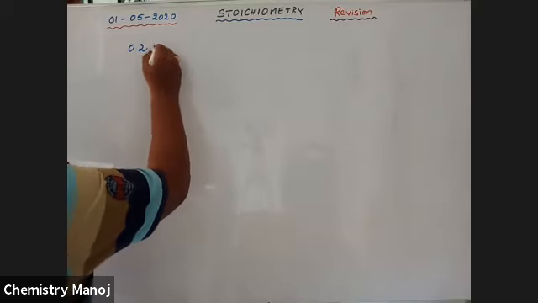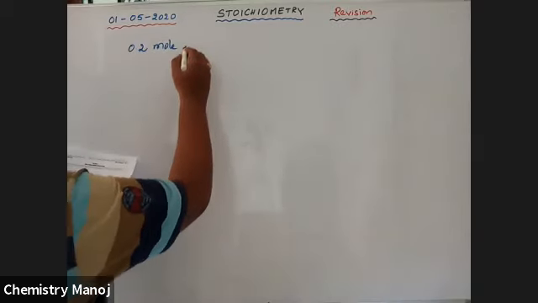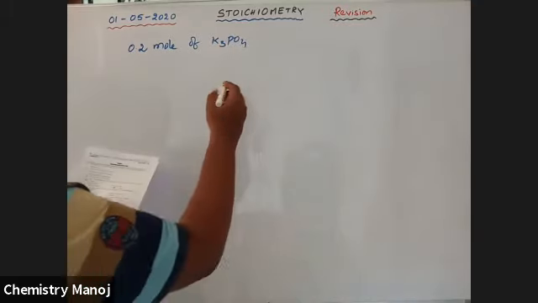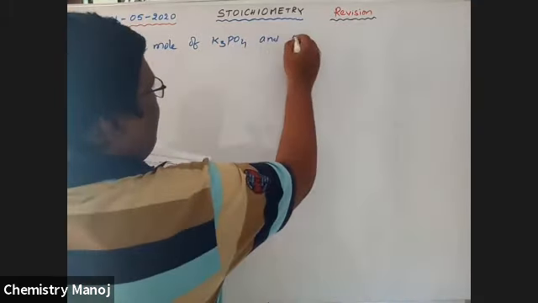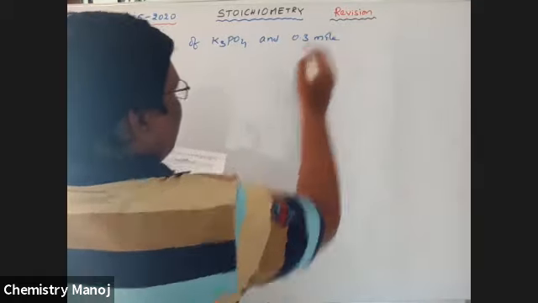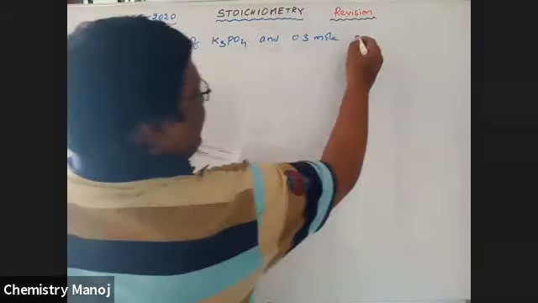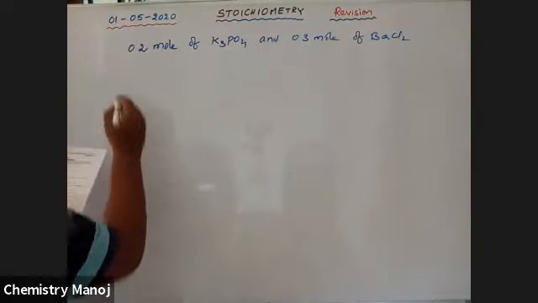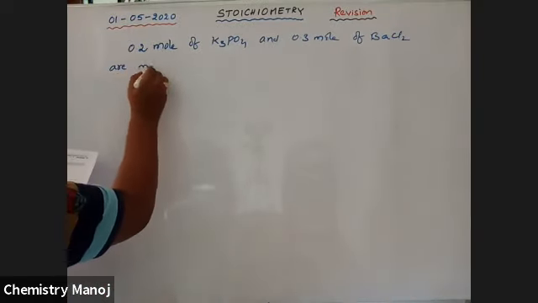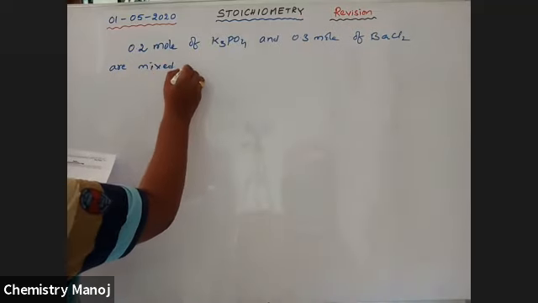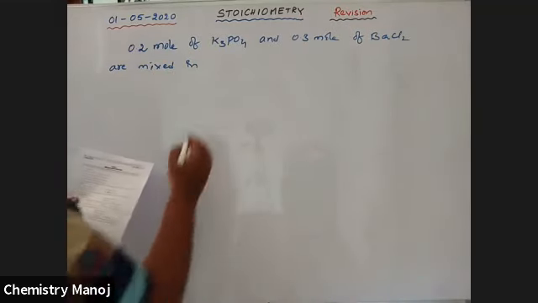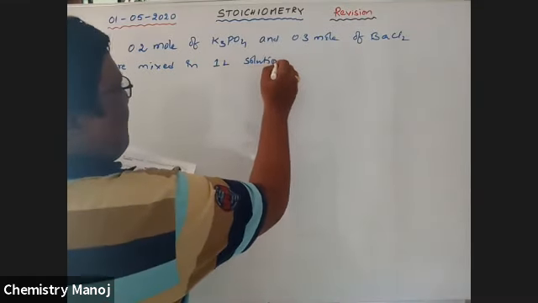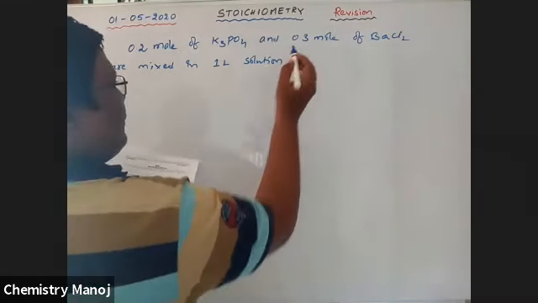0.2 mole of K3PO4 and 0.3 mole of BaCl2 are mixed in 1 liter solution.